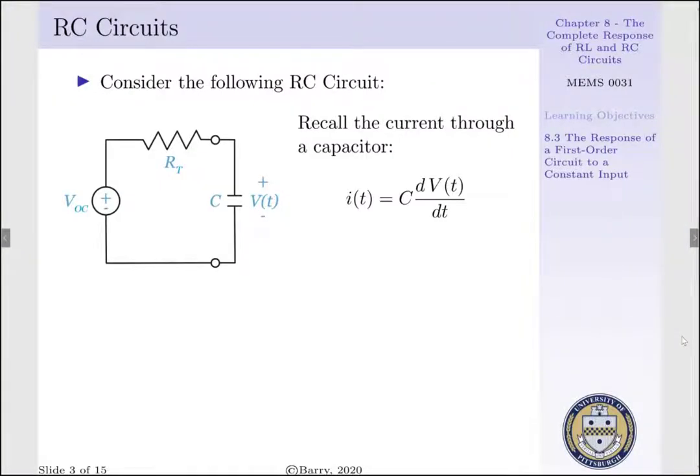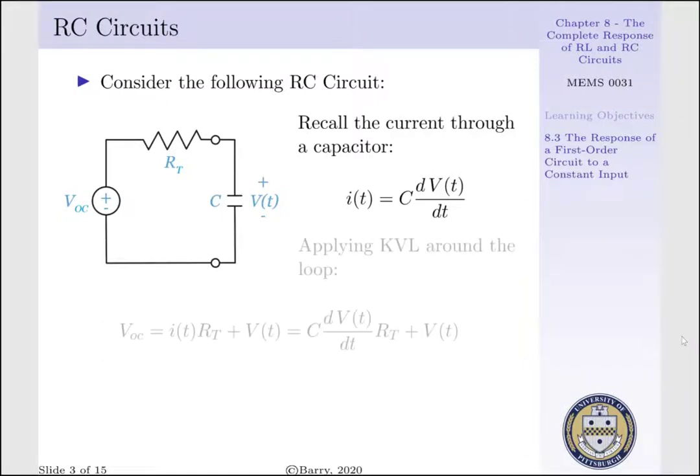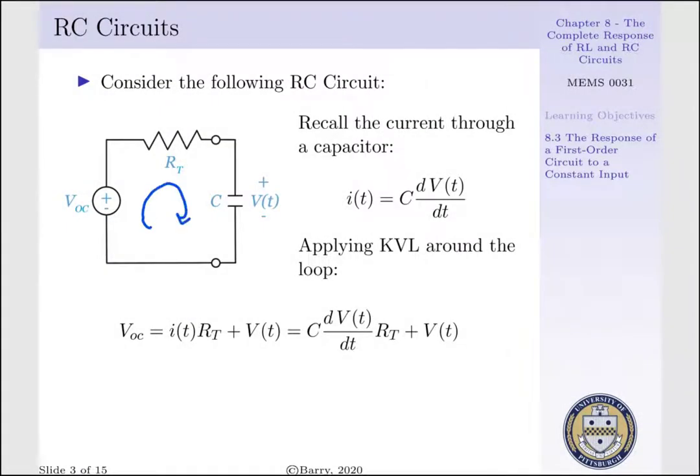To begin, let's consider the following RC circuit. We have a voltage source that is applying a potential to a resistor and capacitor, which are existing in a series configuration. The current running through our capacitor is equal to our capacitance times the time rate of change of our voltage potential across it, and this current is also running through our resistor. For us to analyze this circuit, we are going to construct a KVL loop around it, where we have our source voltage being equal to our voltage drop across our resistor plus our voltage potential across our capacitor. That is, V_OC is going to be equal to I of t R_T plus V of t, where I of t is running through our resistor, R sub T, and V of t is our voltage potential across our capacitor.